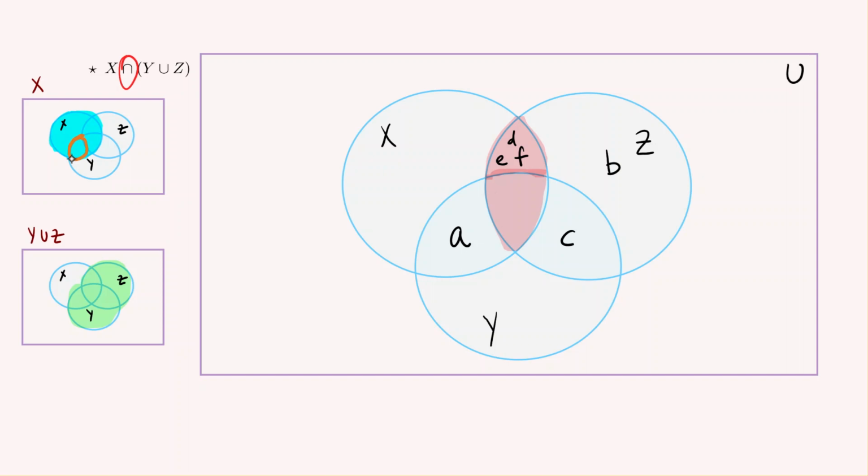The last section of X is shaded in the Venn diagram for X. It's also shaded in the Venn diagram for Y union Z. Intersection means whatever is shared in both is in the intersection, so we should shade it here as well.